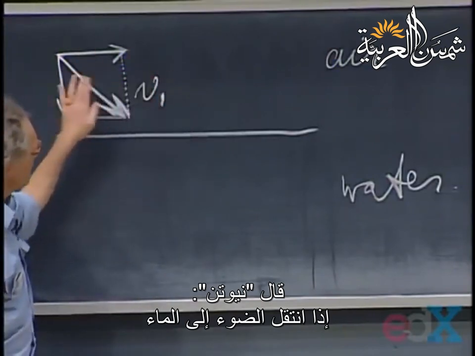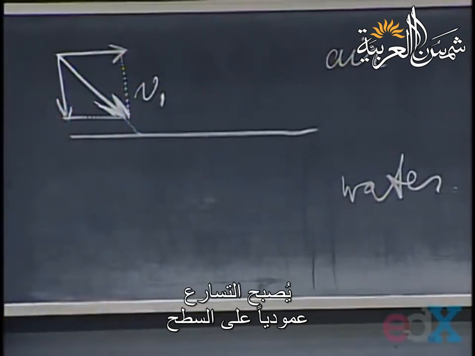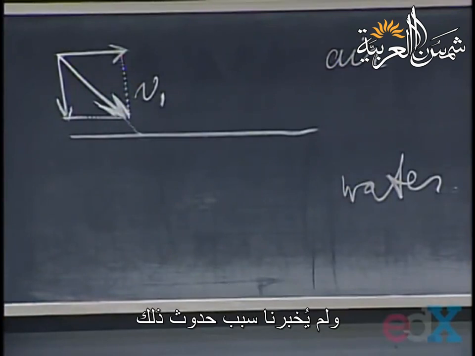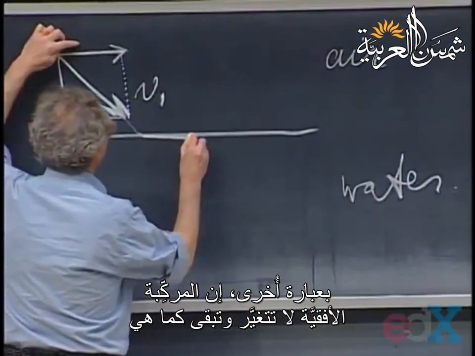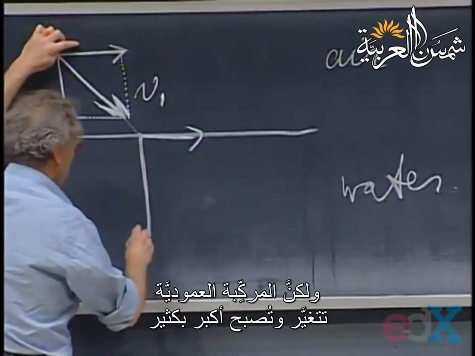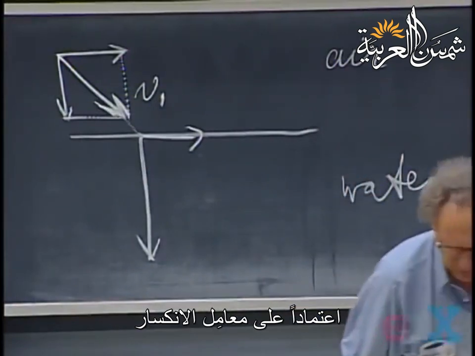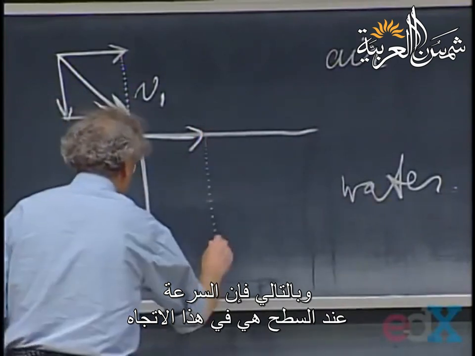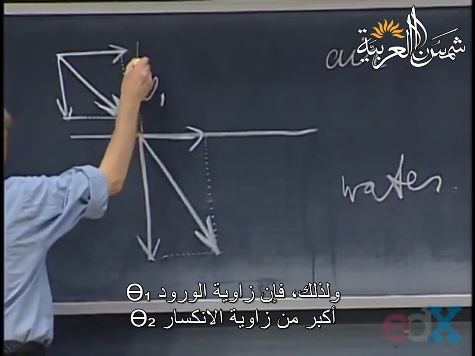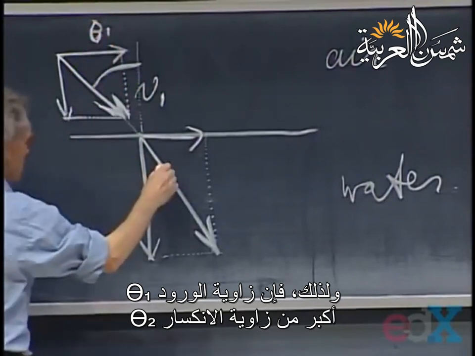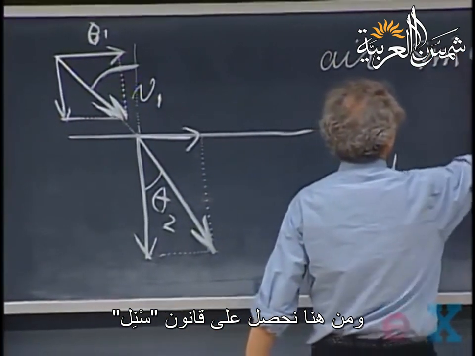And he says if this light ends up in water, at the moment that it reaches the surface, it gets an acceleration perpendicular to the surface. Why? He didn't tell us. But he said it gets an acceleration perpendicular to the surface. In other words, this horizontal component does not change. That remains what it was. But this component changes. This becomes substantially larger, depending upon the index of refraction, of course. And so the new velocity is now in this direction. And so you see that indeed the angle theta 1 is larger than the angle theta 2.